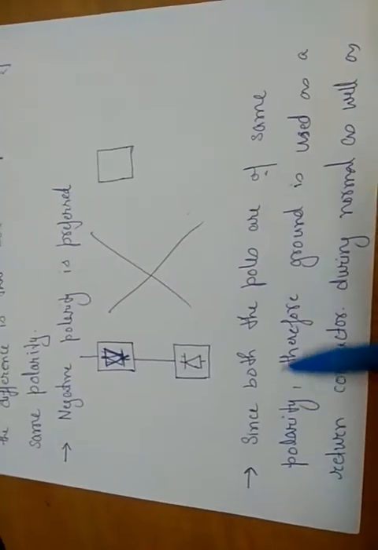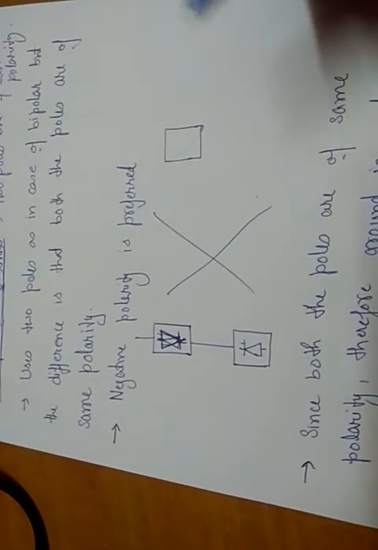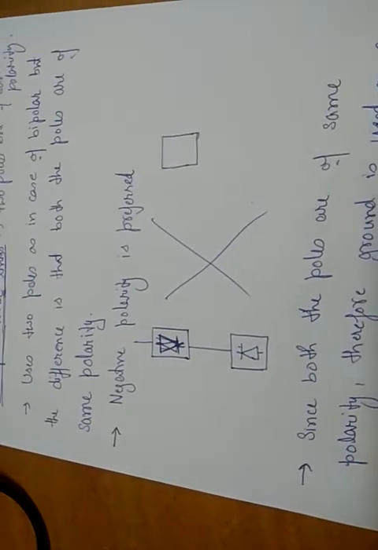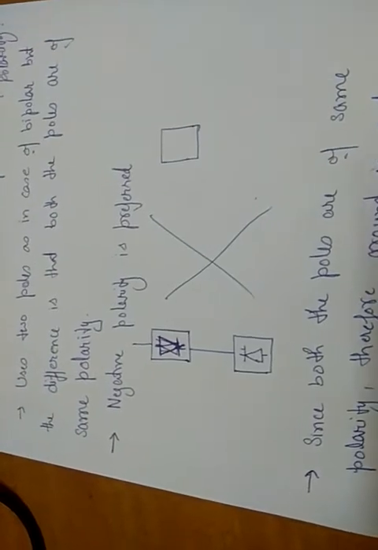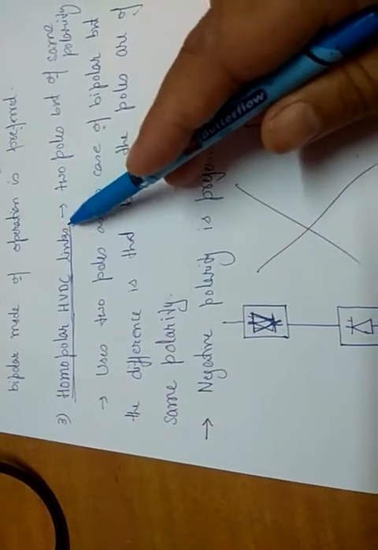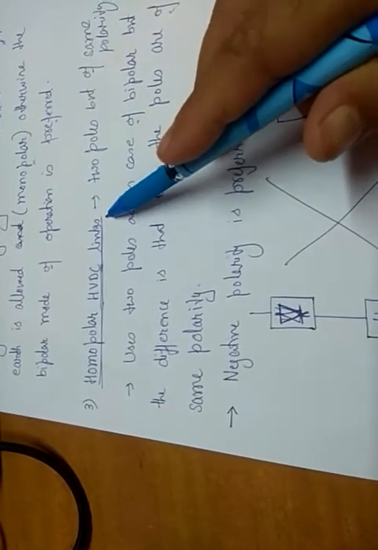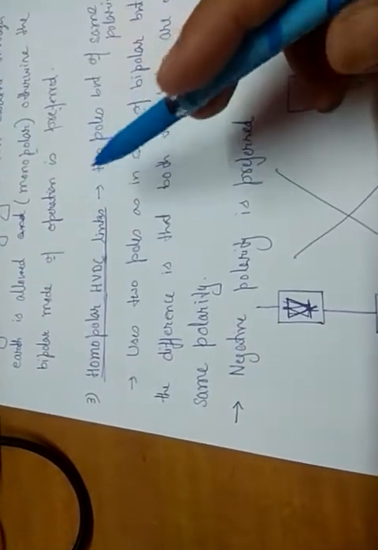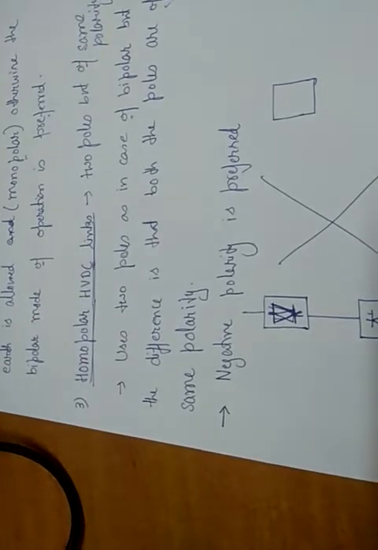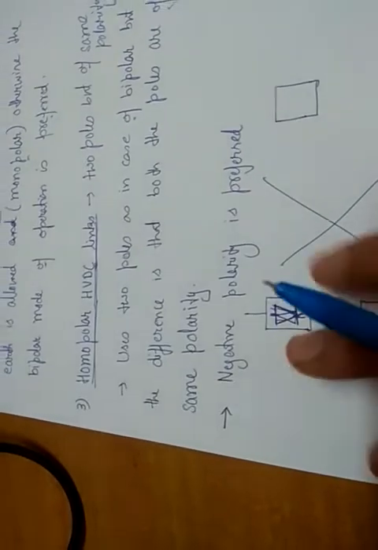Okay, so since both the poles are of same polarity, then in that case, the return will be again through the ground, during normal as well as abnormal conditions. So in homopolar HVDC link, return path is always through ground, both during normal as well as emergency condition. So when ground is used as a return path, it gives problems like interference, corrosion of metallic bodies that are buried inside, and harmful effects on aquatic life if the return is through sea or some water body.